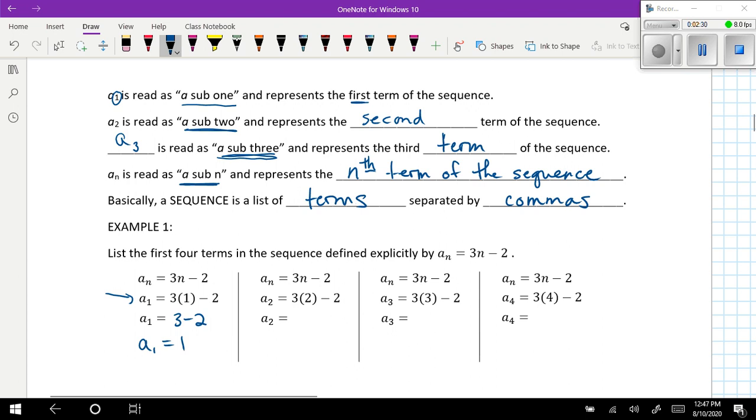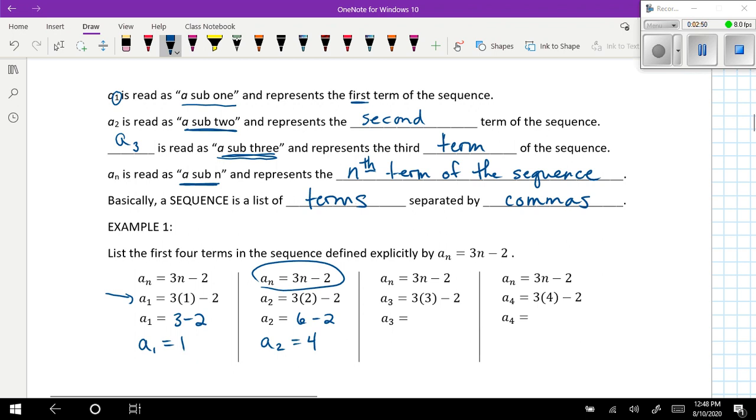Now if I want the second term in the sequence, then I take the original explicit definition of the sequence and I substitute n as 2. That gives me a sub 2 equals 3 times 2 minus 2. That's 6 minus 2. So my a sub 2 is equal to 4. And then I move on.